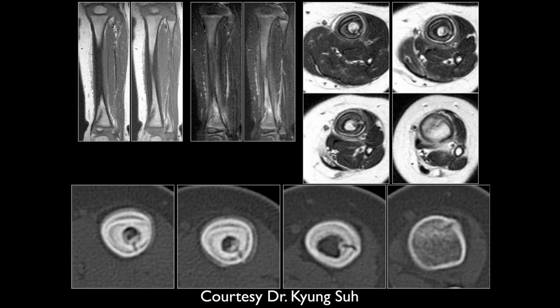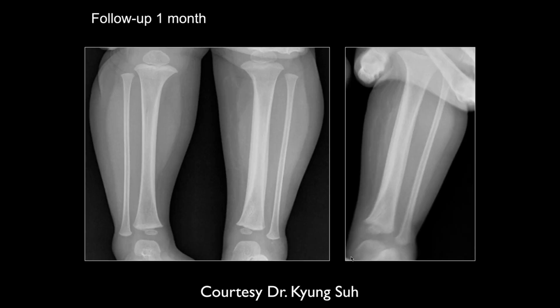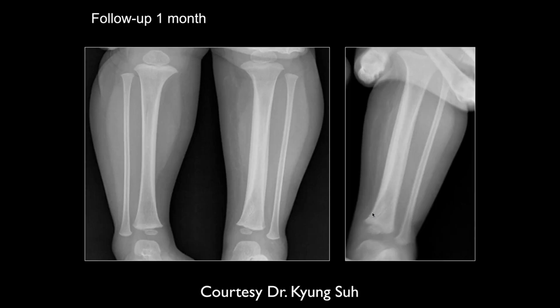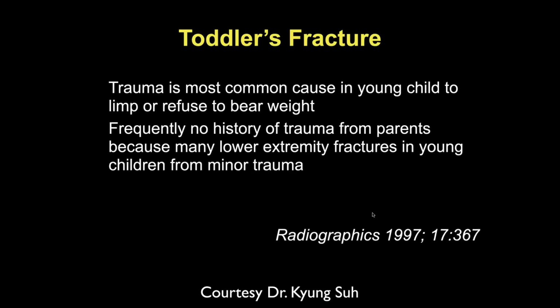And here's a CT scan. You can see some periosteal thickening there, and an incomplete fracture. And here was a follow-up a month later. I did not see it on the first radiograph. Here it's a little bit more obvious. You see that lucency. I don't see it here very well. So you're right, that's a toddler's fracture.